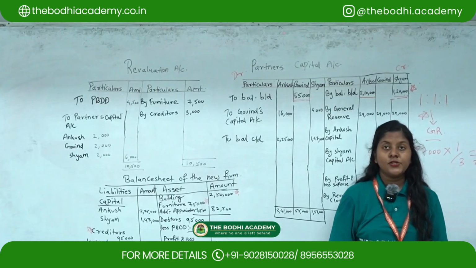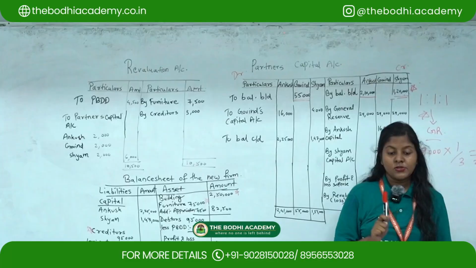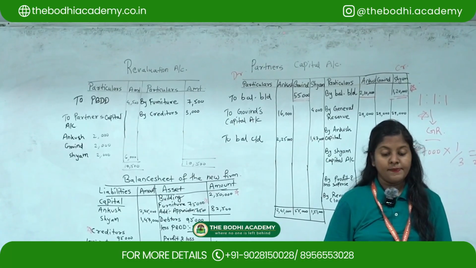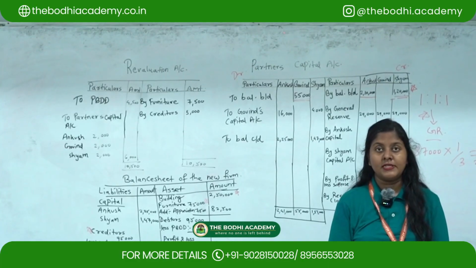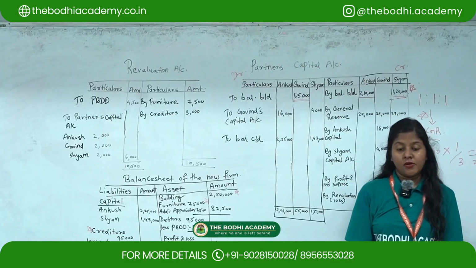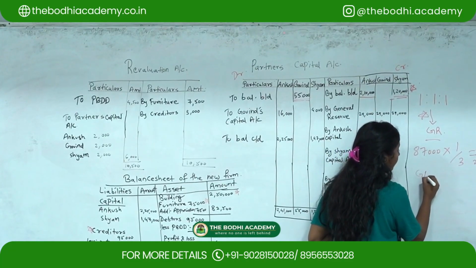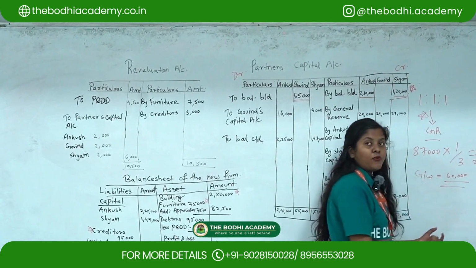Then we'll move to the additional information. Okay, so additional information says that on 1st July 2022, Govind retired from the firm. Ankush and Sham agreed to share profit and losses in the ratio of 3:2. And here the goodwill of the firm is valued at 60,000. So currently the goodwill of the firm is 60,000.